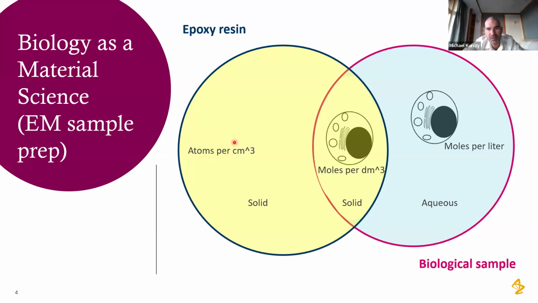atoms per cubic centimeter, and we said, well, atoms per cubic centimeter is basically just moles per liter with a little conversion. So we said, okay, if we can figure out how to take a material science approach and just convert it to a concentration, we may be able to get subcellular quantification at this organelle level.